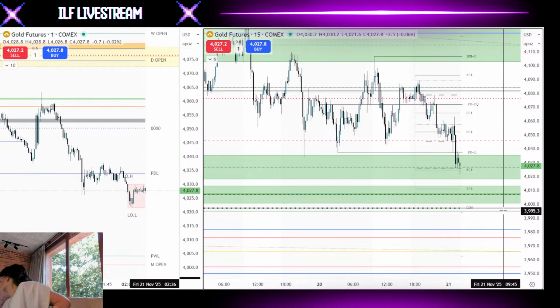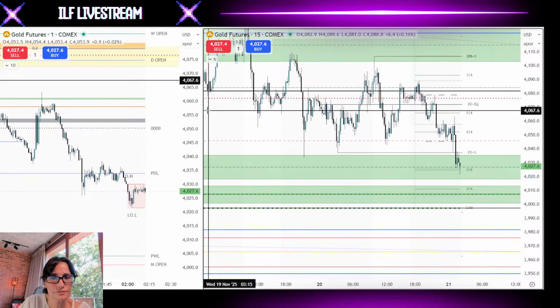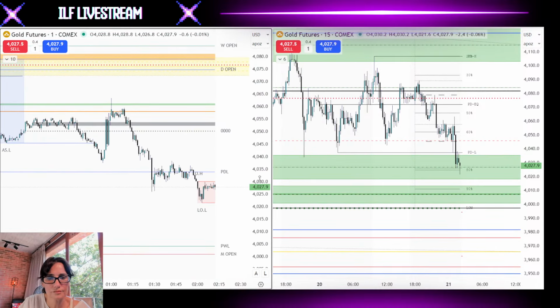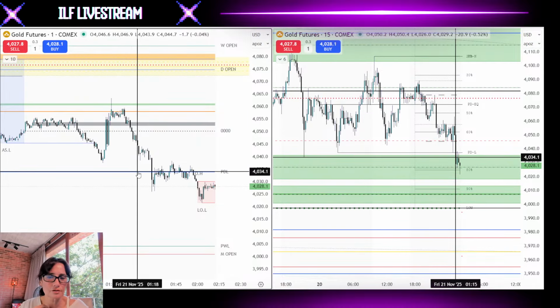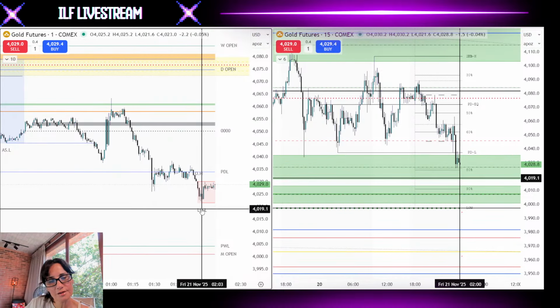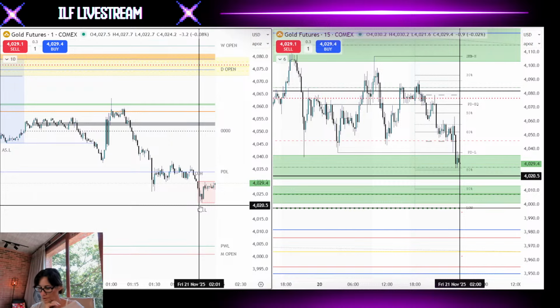Where's my book? What have we been doing? First previous day. Previous day low is here. We are below previous day low on gold. There was 2:03, so at 2 we are here. We're at the low.